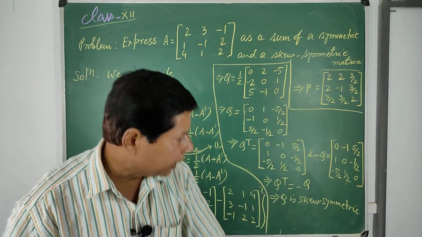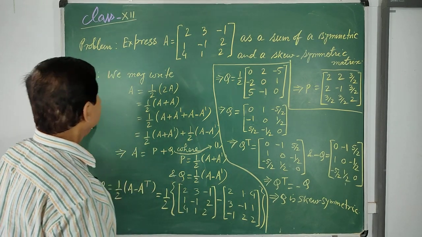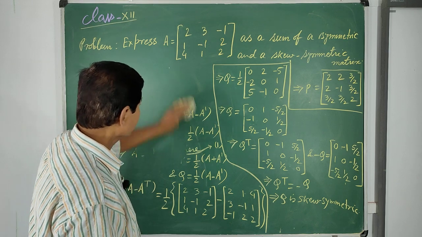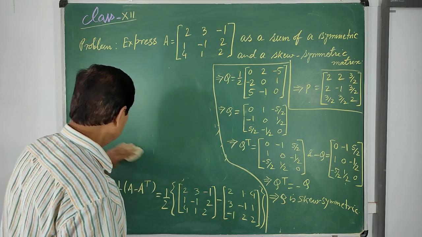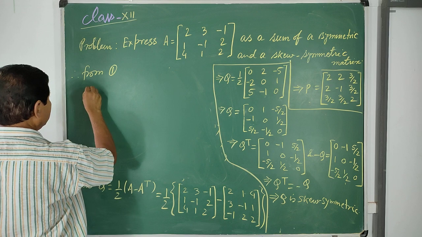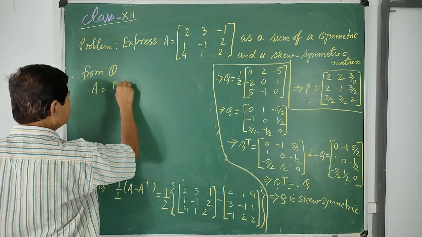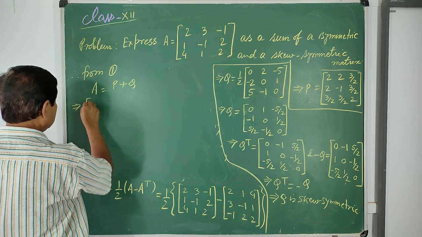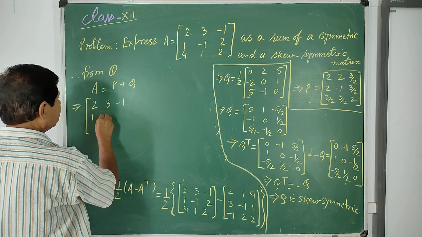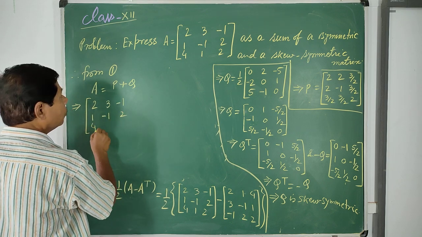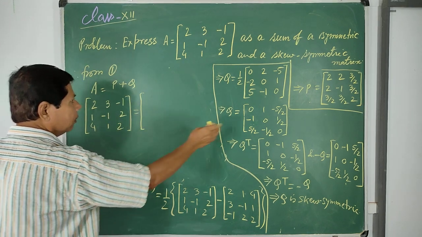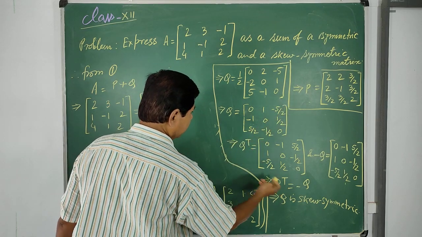So we have just shown that P is symmetric and Q is skew symmetric, and then write the final solution, that is, A equals P plus Q from 1. Therefore, from 1, A equals P plus Q. This implies the given matrix 2, 3, minus 1, 1, minus 1, 2, 4, 1, 2 equals, write P, we have P there and Q here.